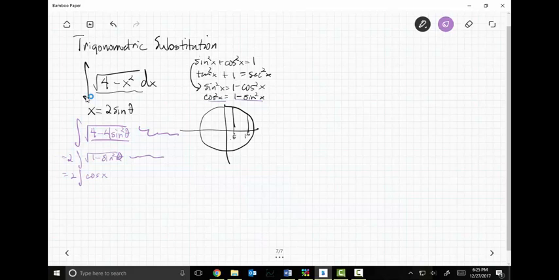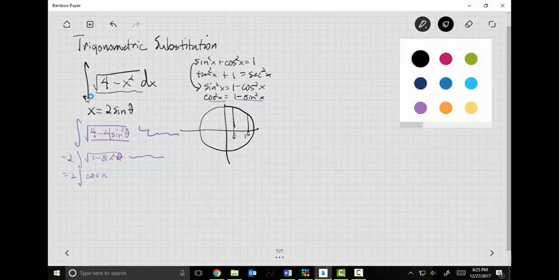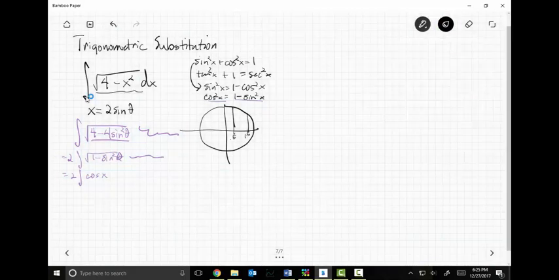Well, let me change my color back to black, and let's actually go through the process. Remember, I'm allowed to do what I'm doing because I can substitute anything I want as long as I account for all the parts of the integrand. If x is 2 sine theta, then dx is going to be 2 cosine of theta d theta, right? Because this would be dx over d theta, and I can algebraically deconstruct that.